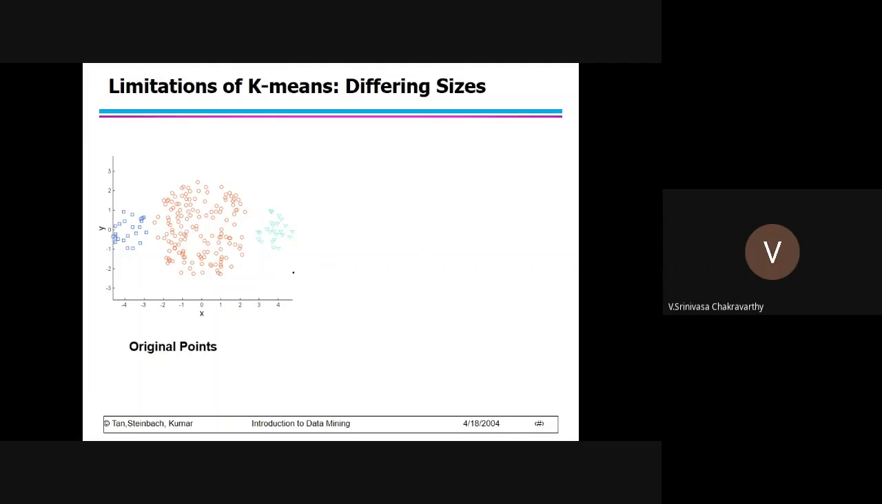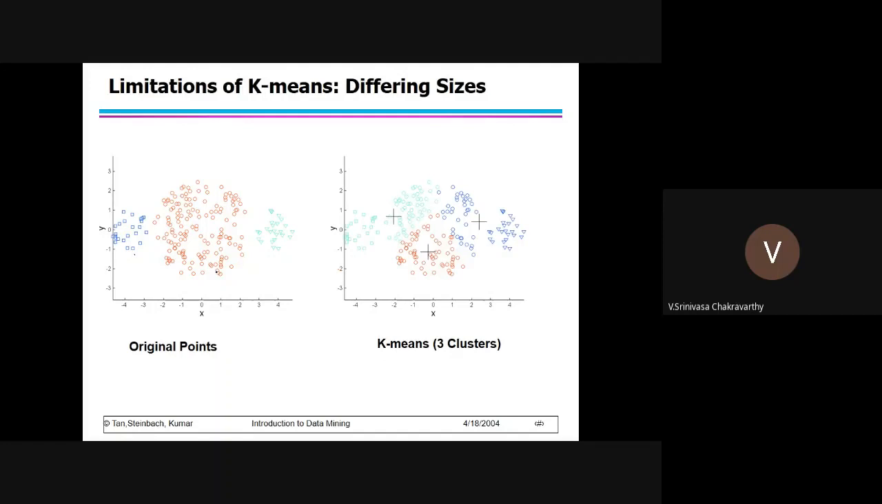Okay, so this is an example where the data set has very different sizes. The blue is a very small cluster, red is a very large cluster. And if you split it into three clusters, you can see that there are actually three clusters here. This is one, this is another, and you can see it's a bit pale. There is one more cluster here.